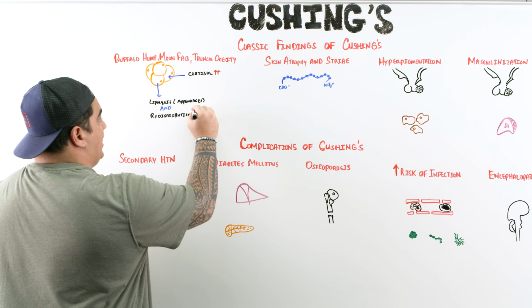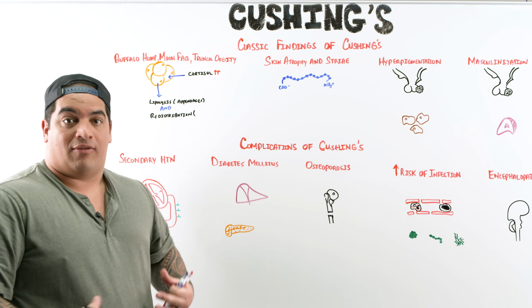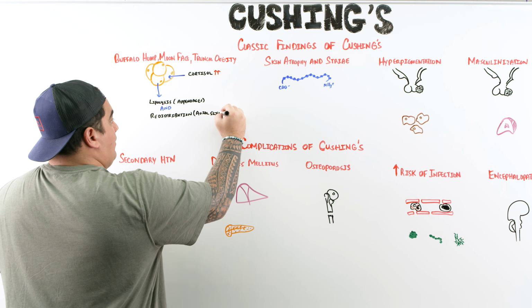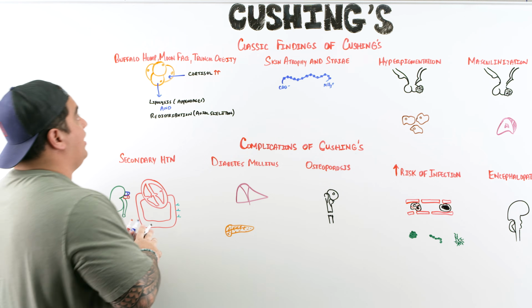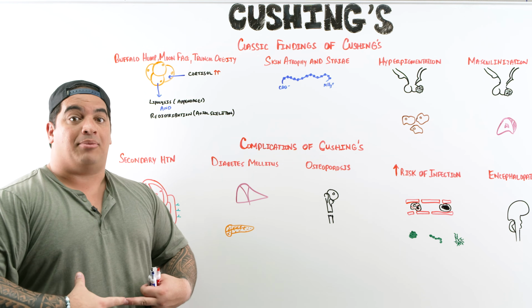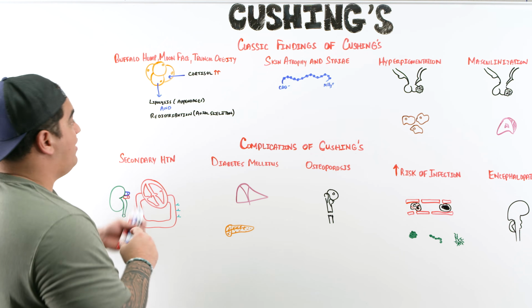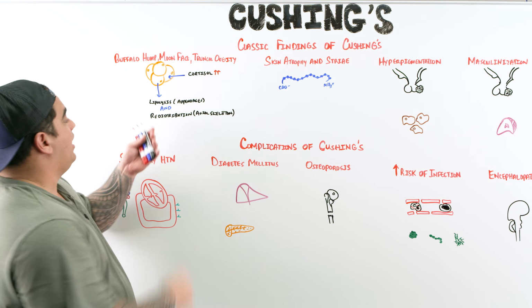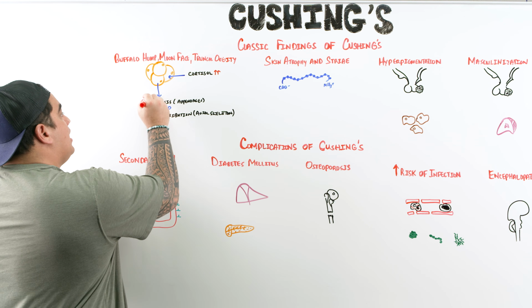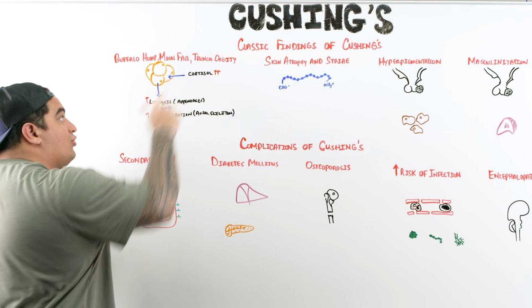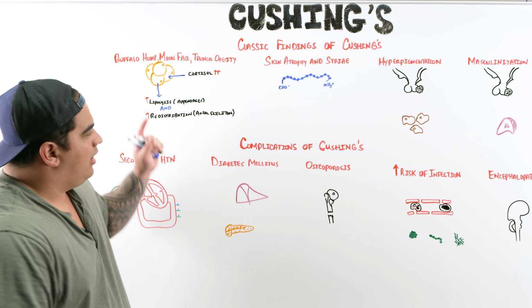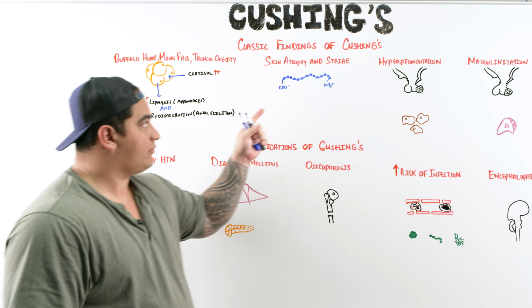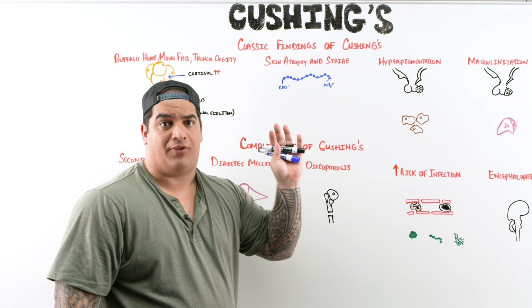We refer to this as the more axial component of our skeleton, so it moves to the axial skeleton. And parts of that axial skeleton include the back, the abdomen, and the face. That's why you get this buffalo hump, the moon face, and the truncal obesity, because of an increase in lipolysis and an increase in fat redistribution due to the high cortisol levels. That's the very, very common presentation. You have to remember that. If you see that, you should have a high degree of suspicion for Cushing's.